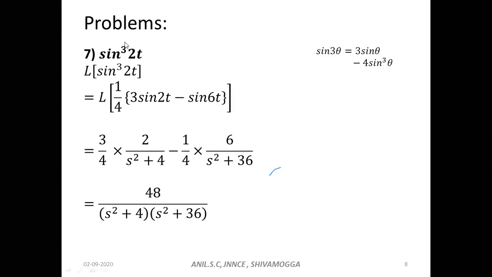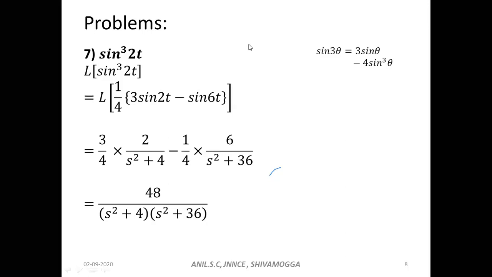Laplace transform of sine cube 2t. Clearly, this takes the sine cube theta form, where theta is 2t. And we know that sine 3 theta is equal to 3 sine theta minus 4 sine cube theta. This is a known result. Using this, we can obtain an expression for sine cube theta. Sine cube theta is 1 by 4 into 3 sine theta minus sine 3 theta.